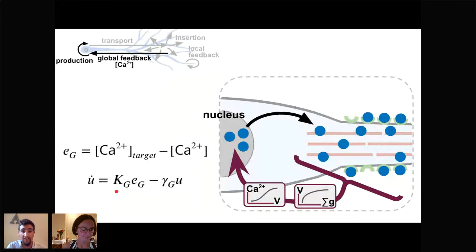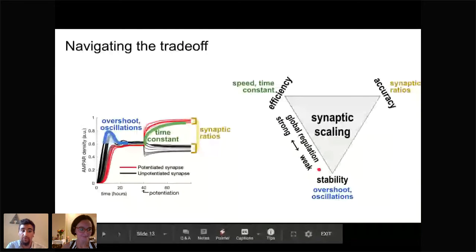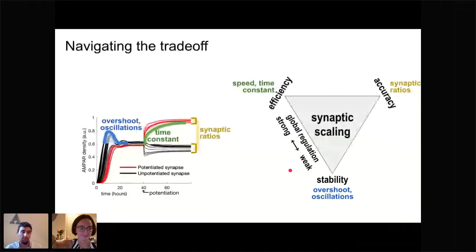Global regulation mediates the trade-off between efficiency and stability. Let's see what this looks like in a full morphology.